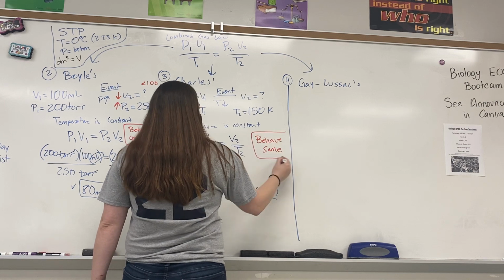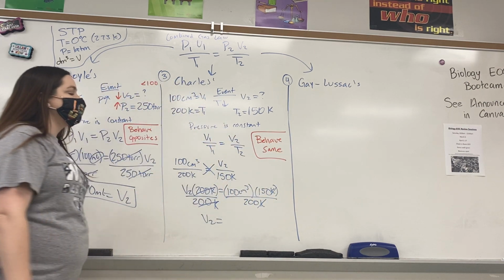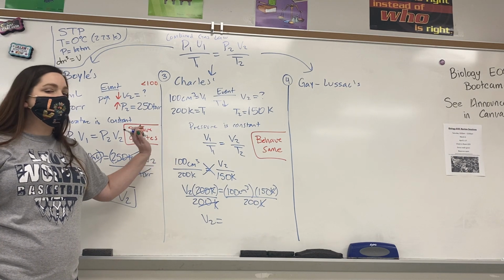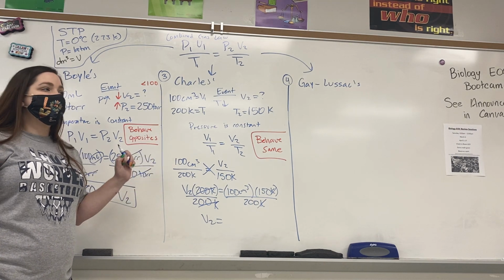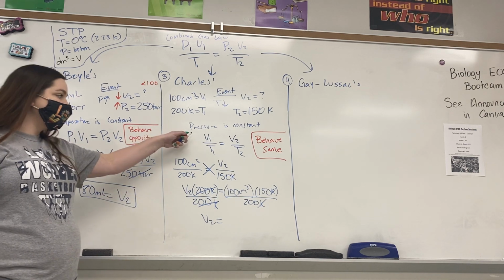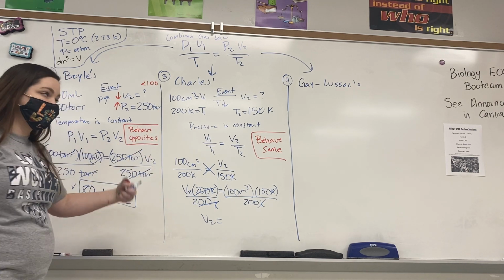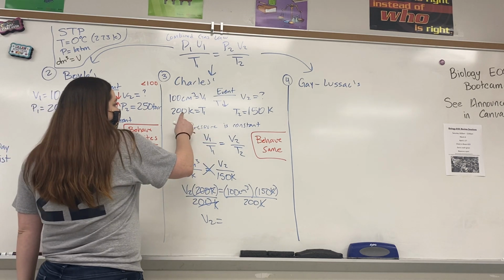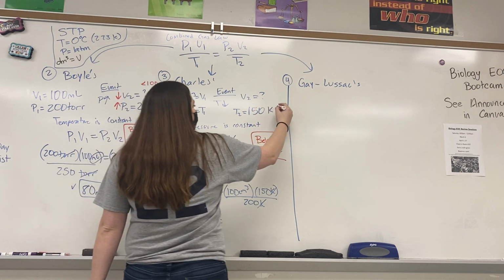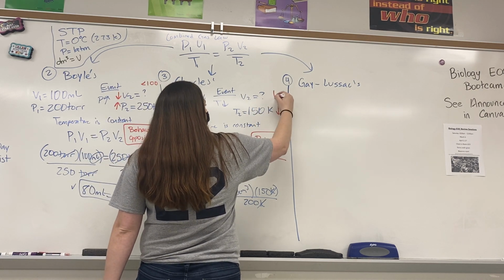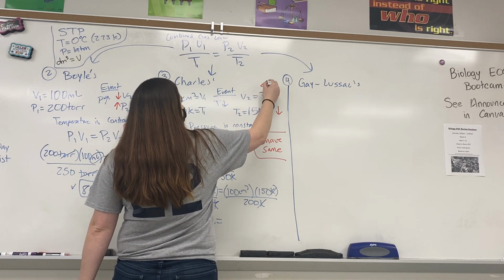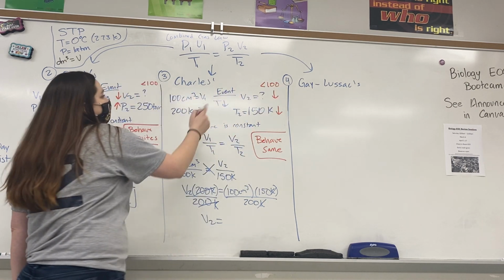Okay? So for Charles's law, the relationship between volume and temperature is if one thing increases, the other thing is going to also increase. If one thing decreases, then the other thing is going to also decrease. Whatever one thing does, the other one's going to do the exact same thing. So what's happening to our temperature? Our temperature is going from 200 to 150. So our temperature is decreasing. So that means that our volume is also going to decrease. So I want a number less than 100 again.